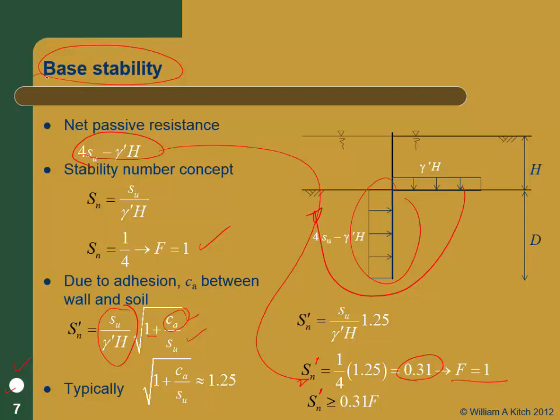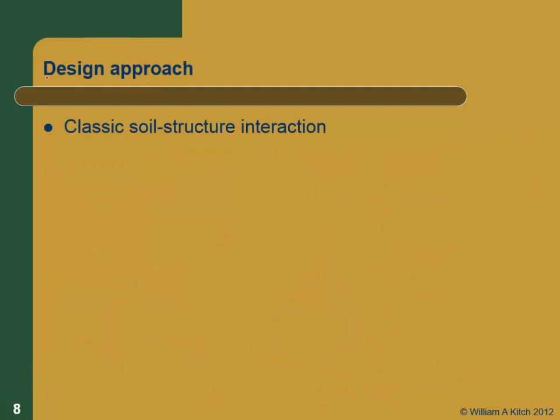Now, this only applies to phi equals 0 conditions, but that's the most common time you're going to have a basal failure, when you have a soft clay. So that's our base check. So once we've done the base check, this is the design approach.